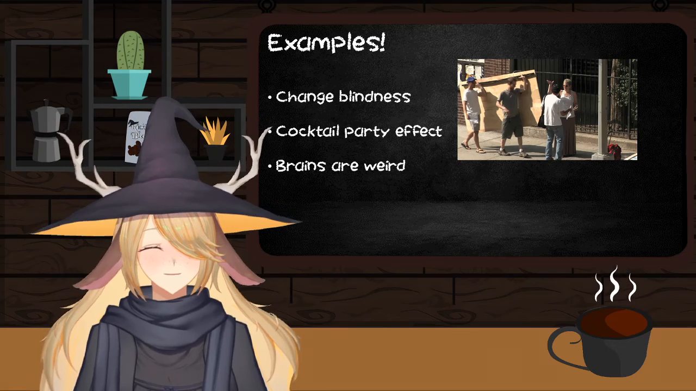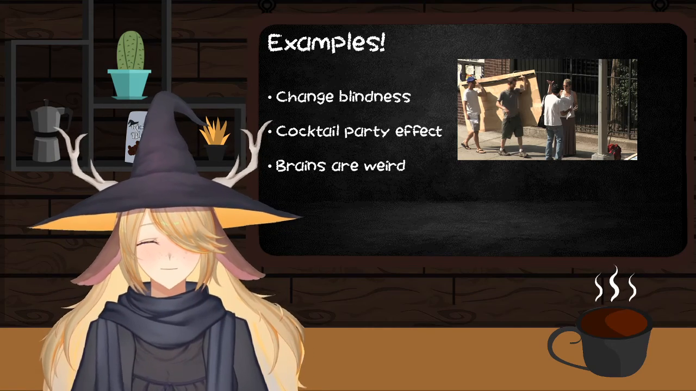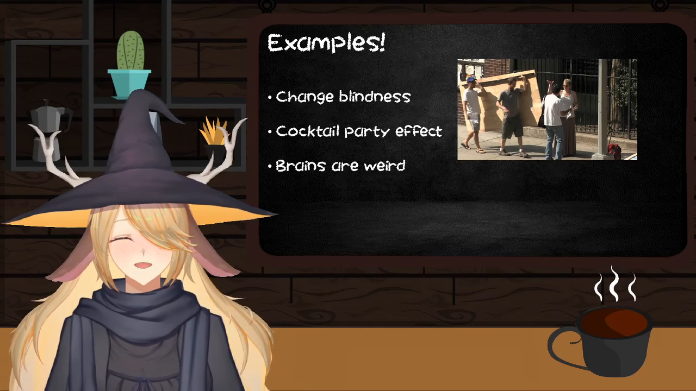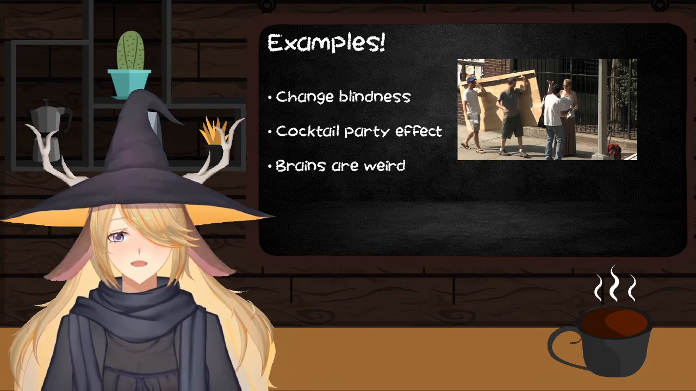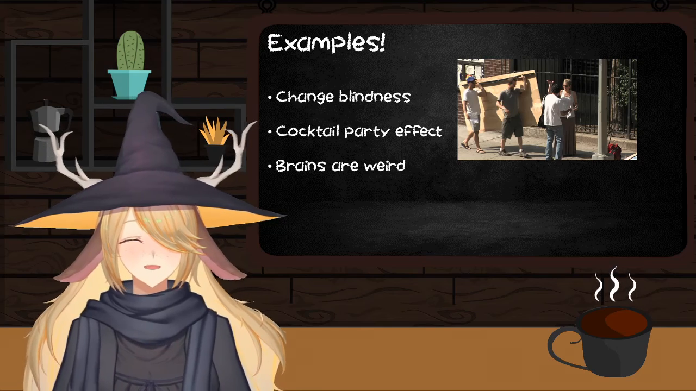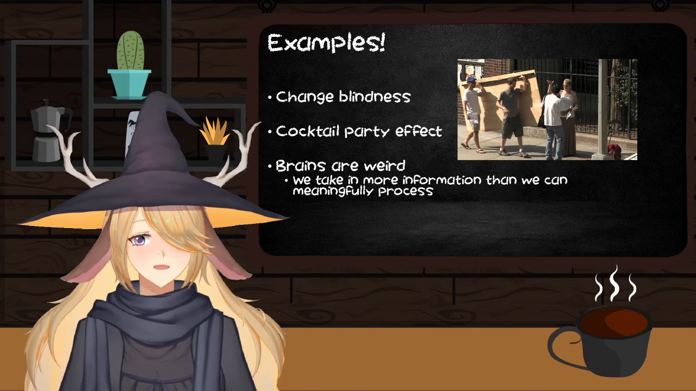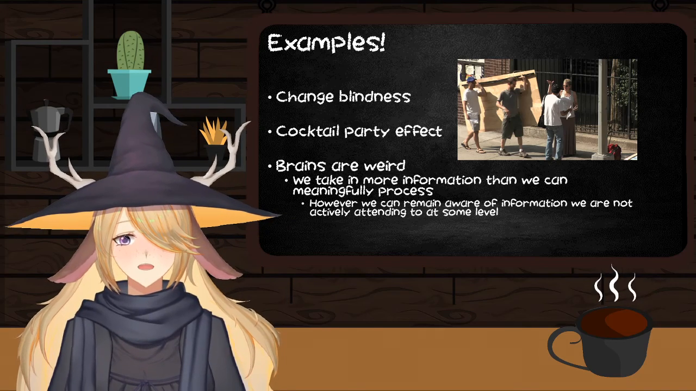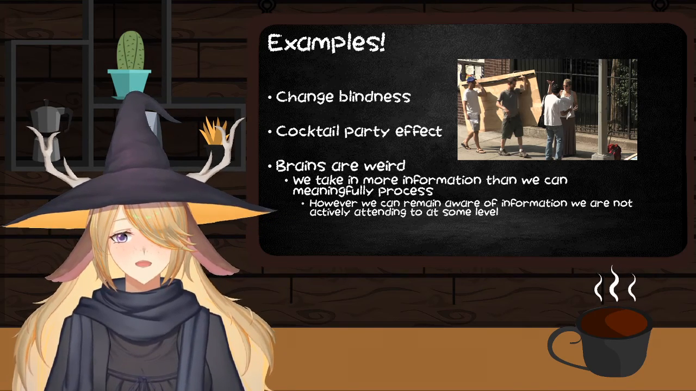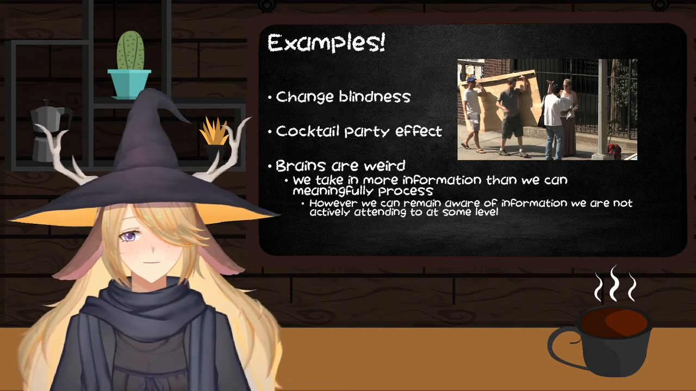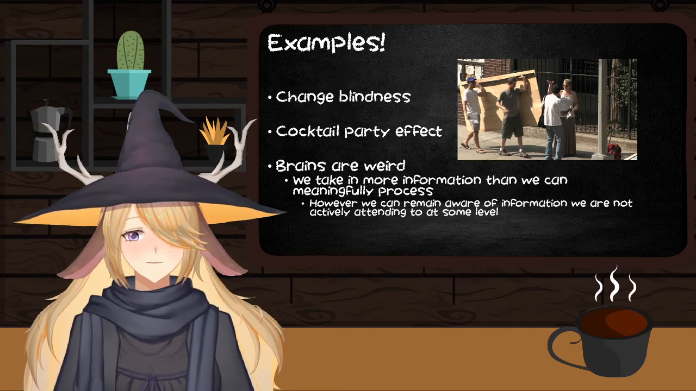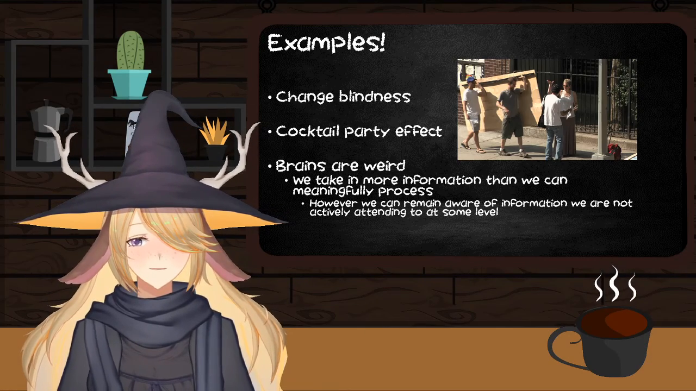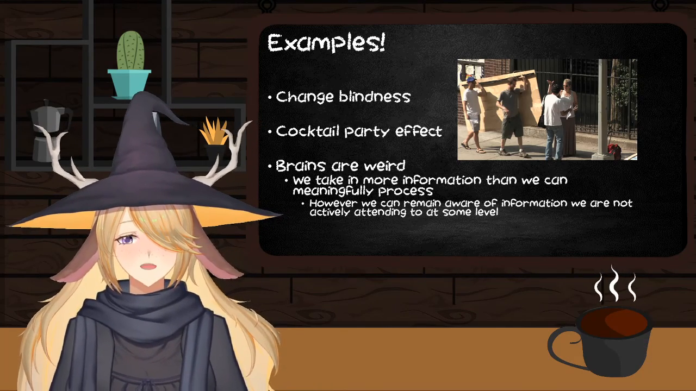This is actually what I ended up with. I went all the way to grad school. I got a doctorate in psychology. And this is basically what I came away with: our brains are weird and dumb. We end up taking in far more information than we can ever meaningfully process. It's wild, right? However, even if we cannot meaningfully process all that information at the same time, we are generally aware of information at some level, evidenced by the cocktail party effect.